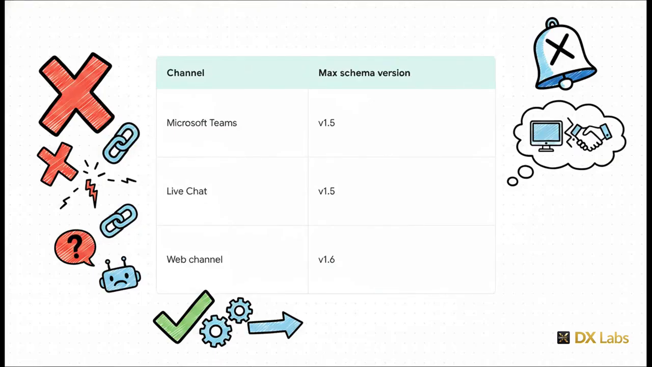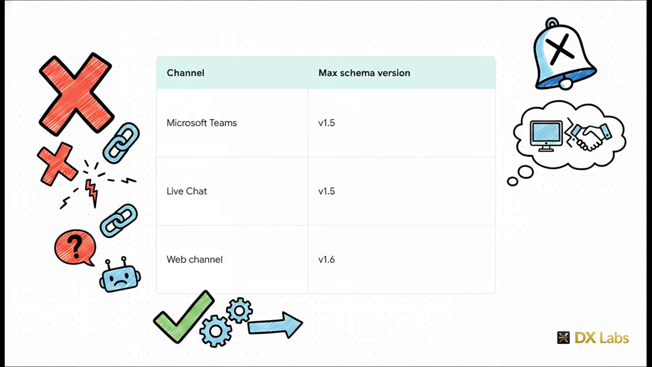To prevent those silent failures, you absolutely need to memorize these specific limits for your certification. Microsoft Teams and Live Chat max out at schema version 1.5. Let me repeat that, because it's a major trap on the exam. Teams and Live Chat support a maximum of v1.5. On the other hand, the web channel can handle the newer v1.6.